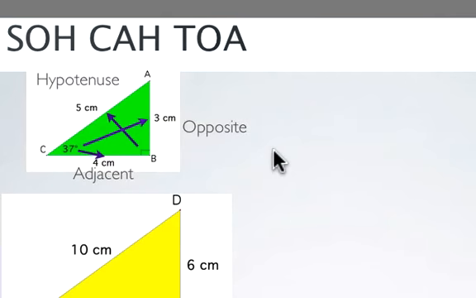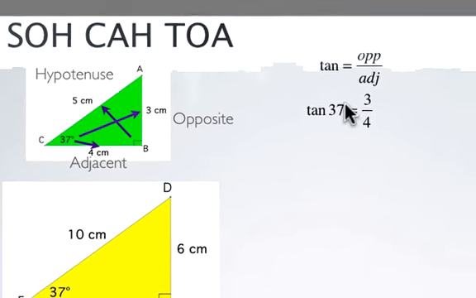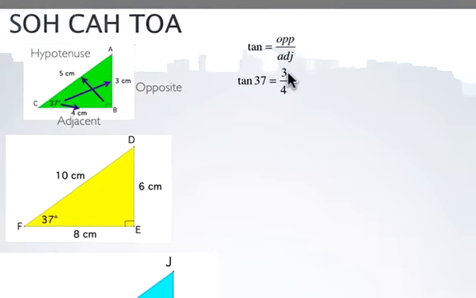So if we're going to write the trigonometric ratios, we'll start with tan, opposite over adjacent. So tan for the 37-degree angle, the opposite is 3 and the adjacent is 4, so tan for the 37-degree angle is 3 over 4.